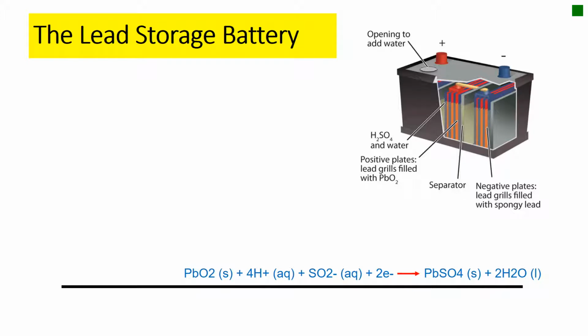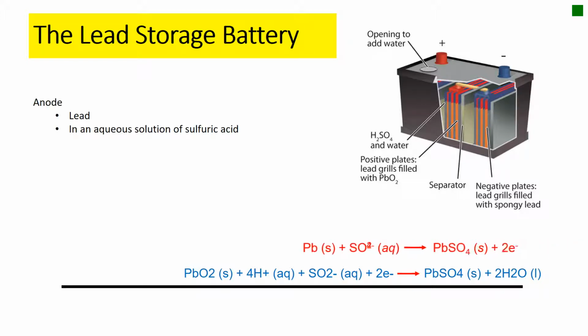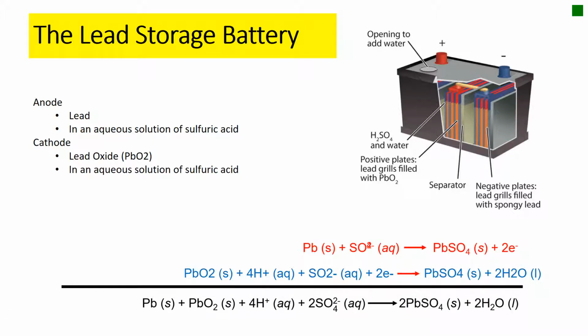The lead storage battery. The anode is lead, in an aqueous solution of sulfuric acid. The cathode is lead oxide in an aqueous solution of sulfuric acid. It is used in automobiles with 6 cells that have 12 volts, and they are rechargeable. The anode reaction is listed down below, and the cathode as well.